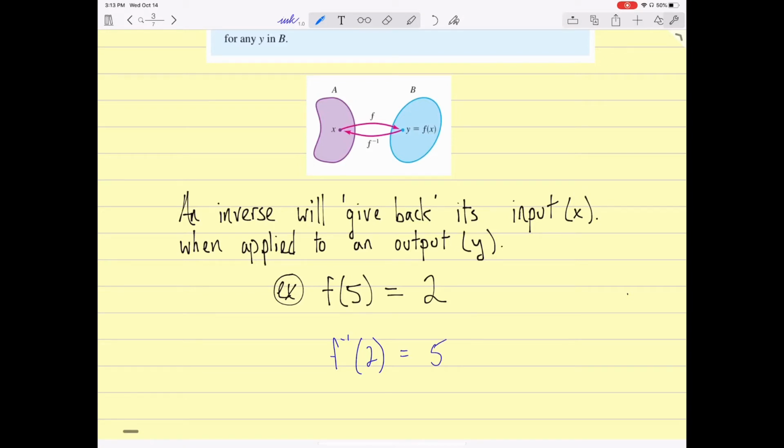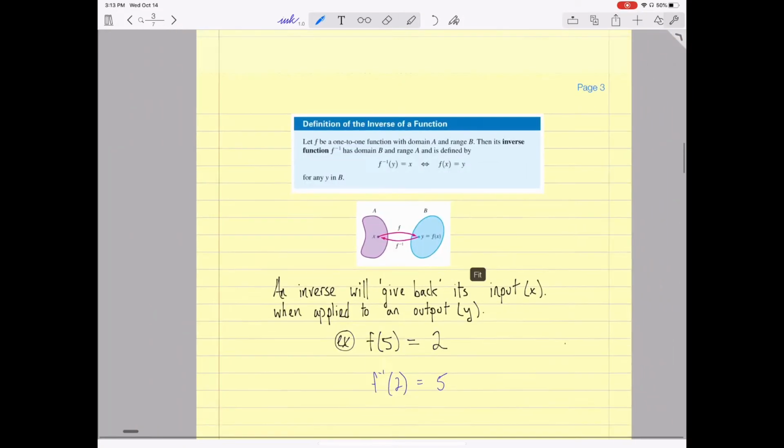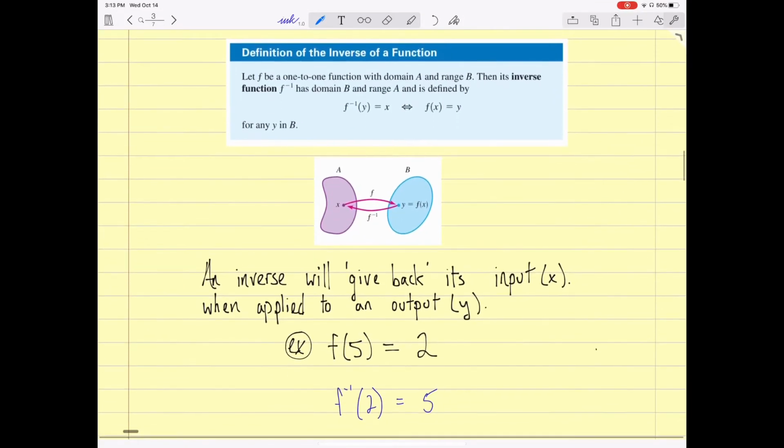So what was once the input, which was 5, is now the output of the inverse function. And what was once the output of f, which is 2, is now the input of your inverse. All that says is that x and y swap positions. So x and y are just swapping places in an inverse function.